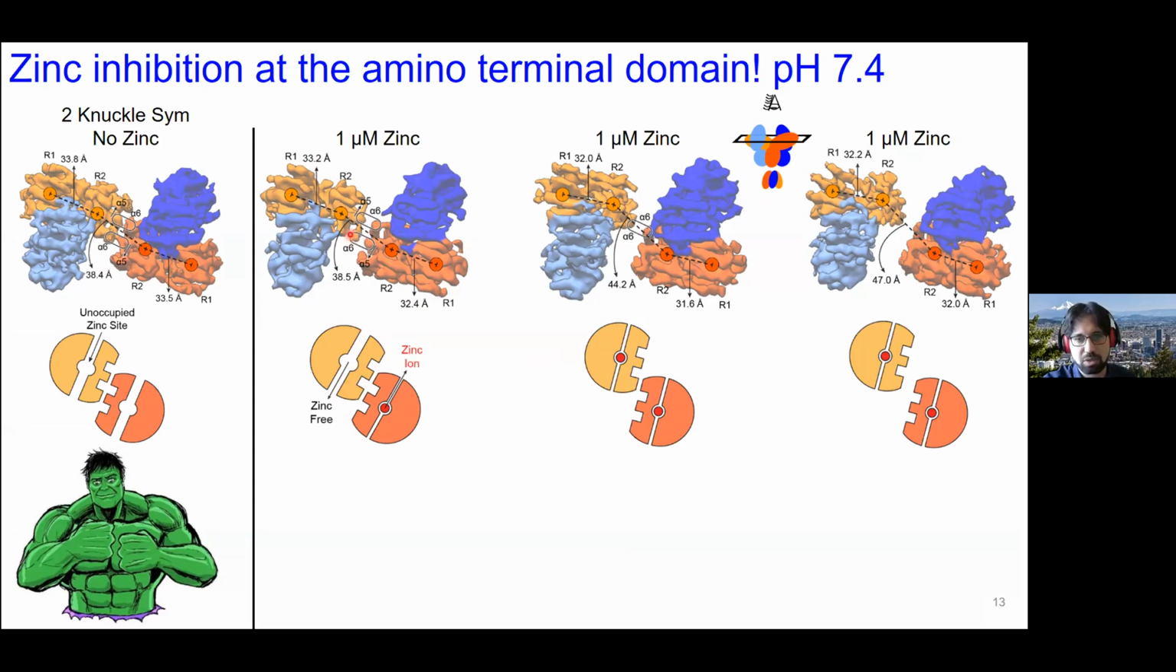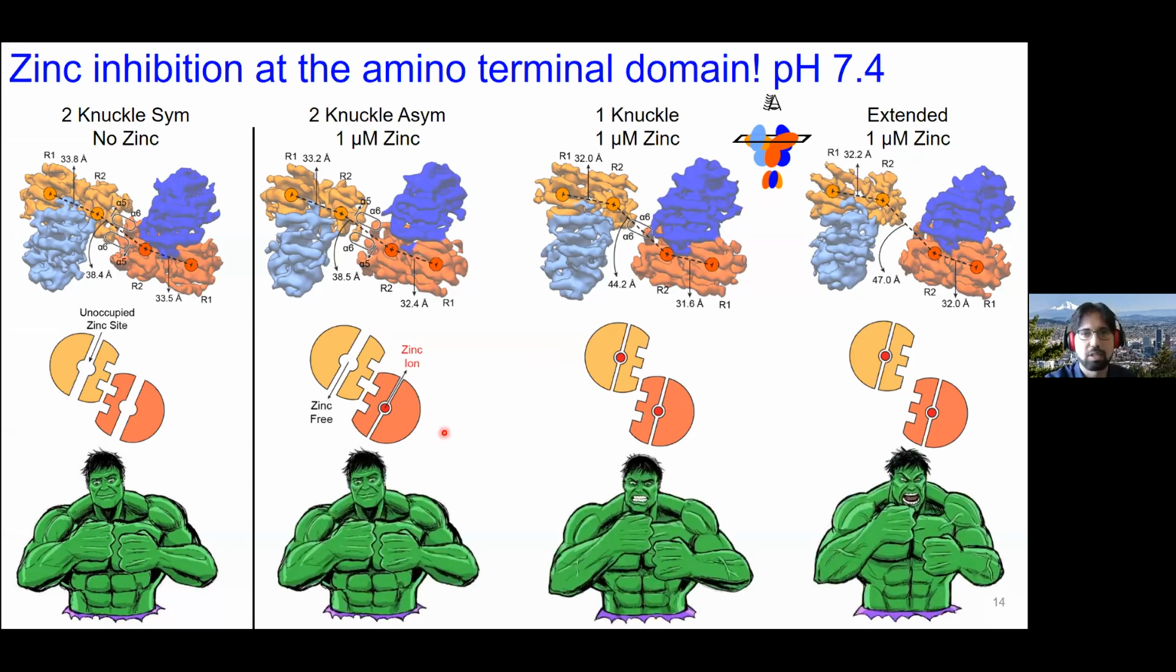We still saw those 2 alpha helices interacting at the center of the receptor, so it still looked like a 2-knuckle conformation. So we call this the 2-knuckle asymmetric because in terms of zinc binding, they looked asymmetric.